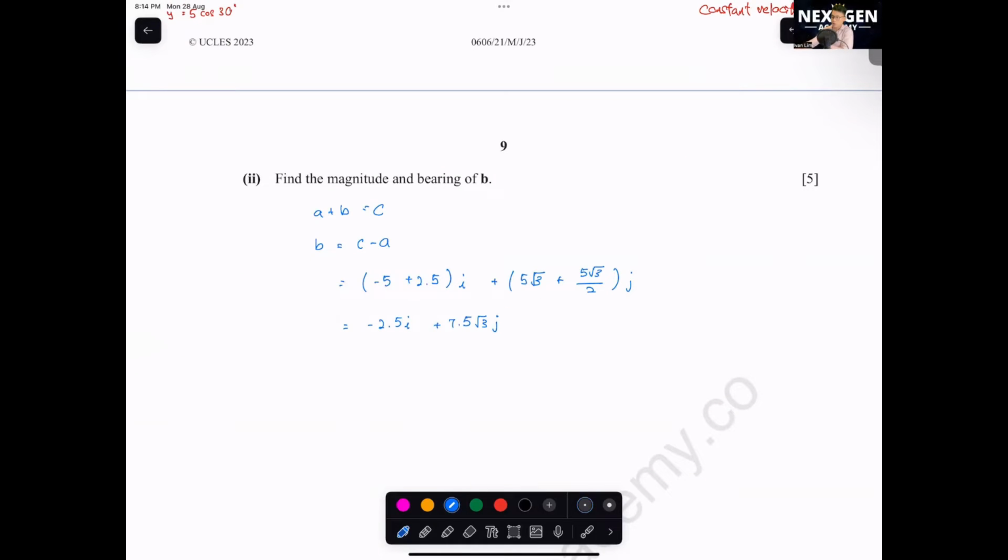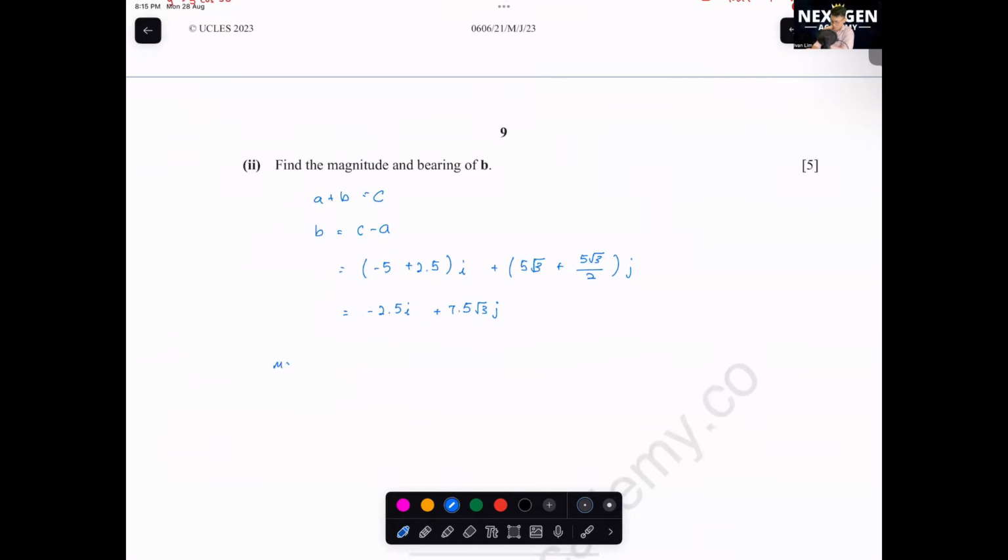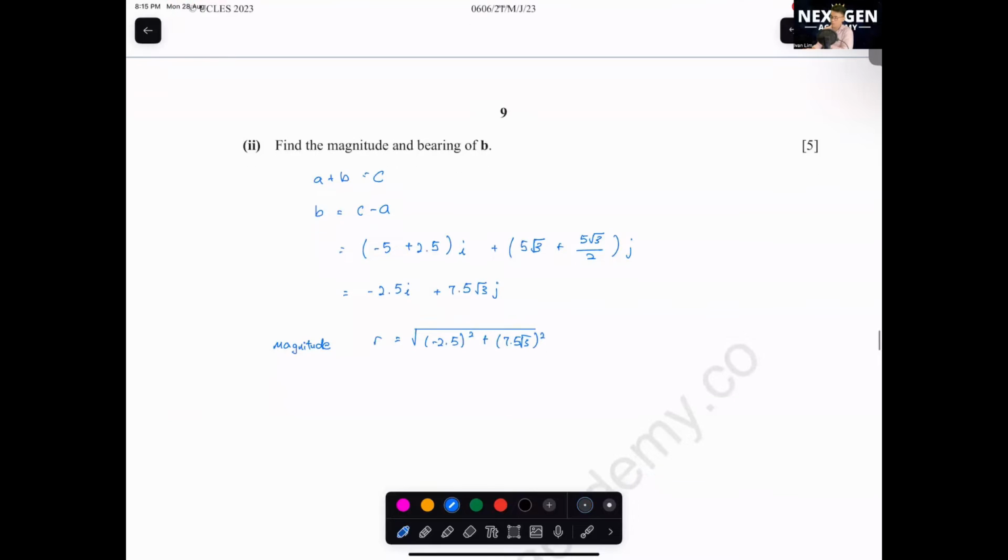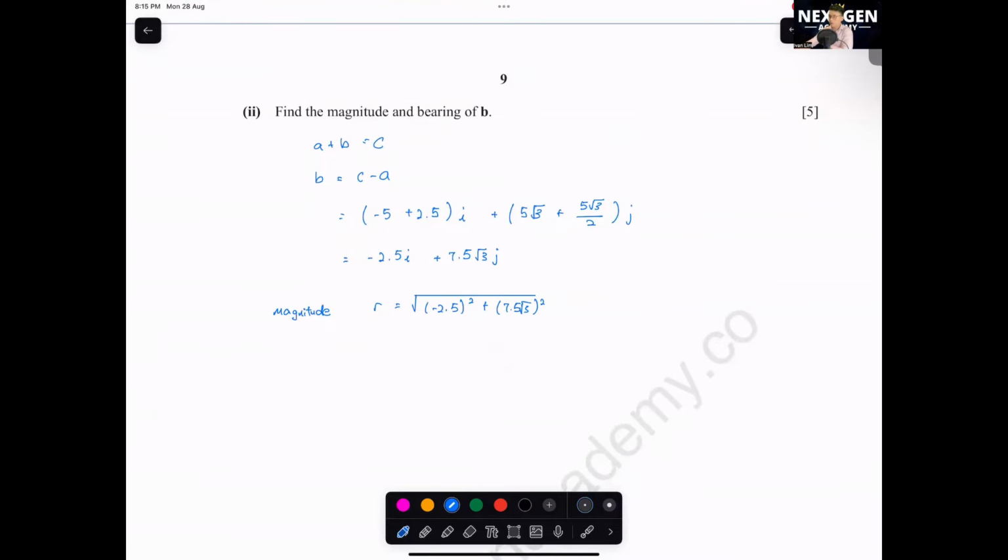Then we want to find what is the magnitude. So that's the vector. So for magnitude, just use R as a symbol, which is the square root of x squared plus y squared: minus 2.5 squared plus 7.5√3 squared. Once again, you cannot get these 5 marks if your previous one is wrong. So you need to get your A and C correct first. Type in the calculator, you will get 5√7, or in decimal places, 13.2.